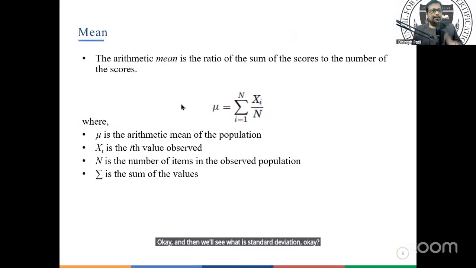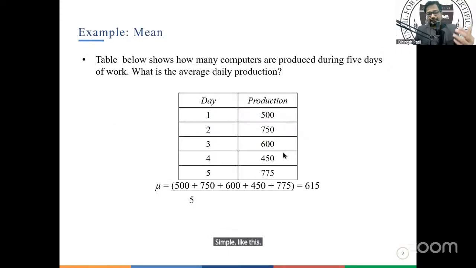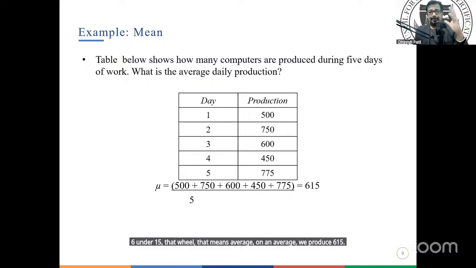Okay, now the mean is simple average. There are three ways we can calculate the central tendency. One is the mean. Mean is simple average, which we all understand. Arithmetic average. Collect the data, add everything, divide by number of data points. Simple, like this. 500, 750, 600, 450, 775. We add all the production numbers, divided by 5 is equal to 615. That means on an average, we produce 615 tons production or kilogram, whatever. Okay, simple average.